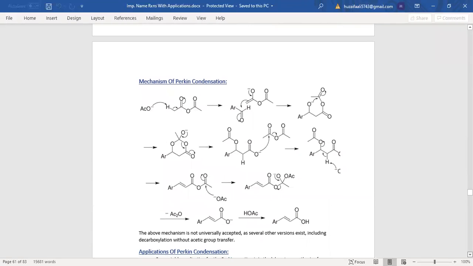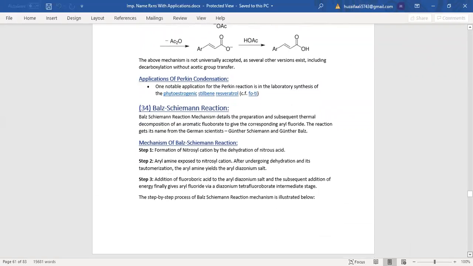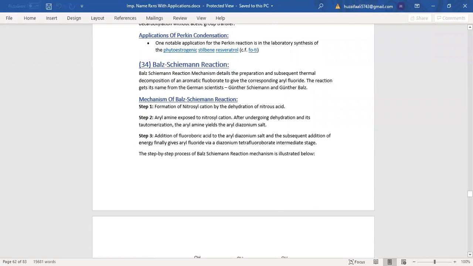Mechanism of Perkin condensation. Applications. One notable application for the Perkin reaction is in the laboratory synthesis of the phytoestrogenic stilbene resveratrol.